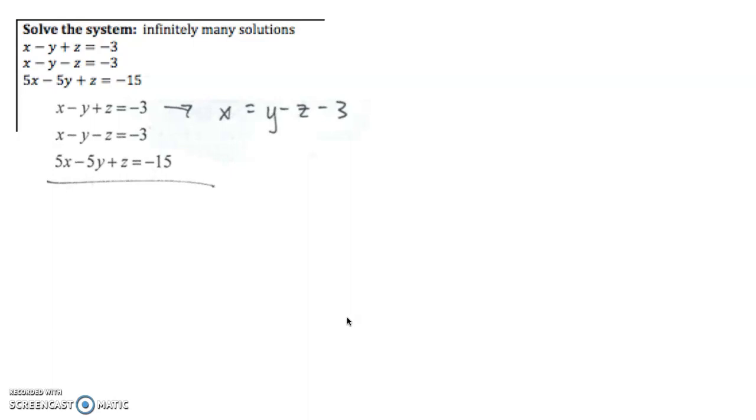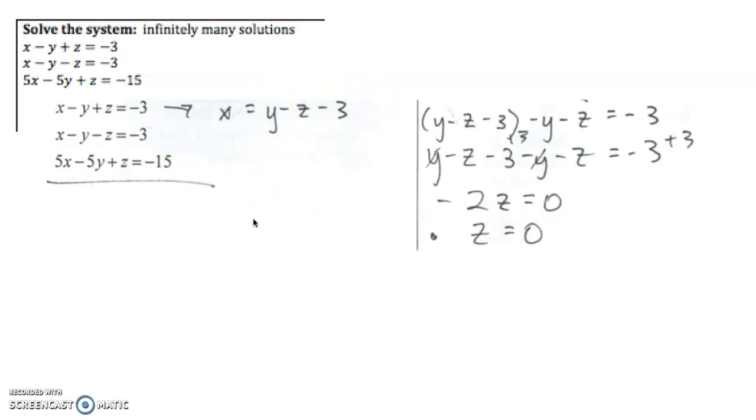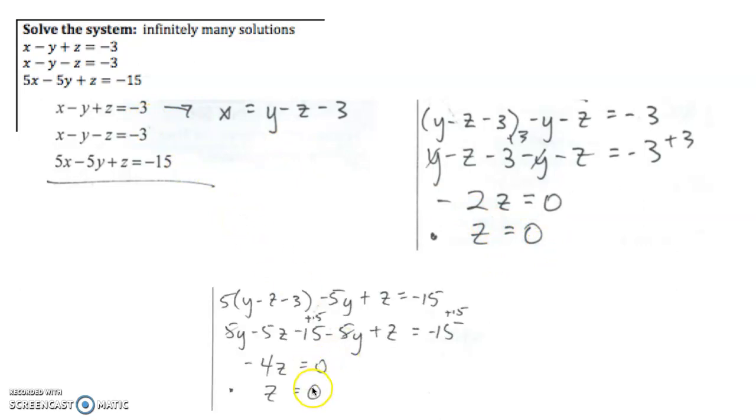I decided to use substitution, so I solved the top equation for x. And now I'm going to substitute this expression into these two equations below to make a new system. So I substituted it into the second equation and I get z equals 0. And then I substitute it into the third equation and I also get z equals 0. Now we're going to keep going with our steps.